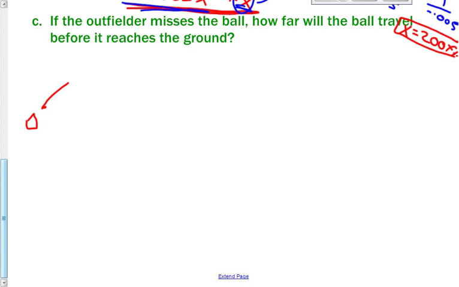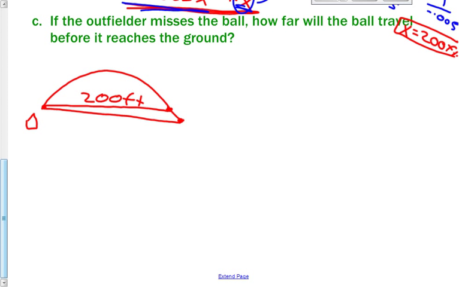Hit from home plate. A guy should have caught it 3 feet above the ground, which is right here, but evidently he missed it, and so now it's going to fall that extra 3 feet, and it's going to hit the ground right about there. So it says, how far will the ball have traveled before it reaches the ground? So now, what is this distance? We already know what this distance is. This distance is 200 feet.